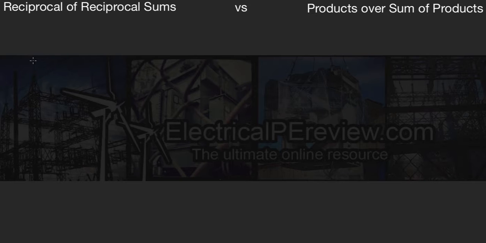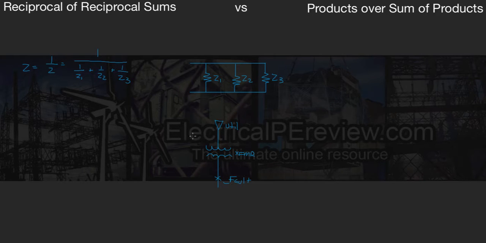Reciprocal sums pretty much look something like this. Z equals 1 over (1/Z1 + 1/Z2 + 1/Z3). Now, when are we going to need this? This is, of course, anytime we have resistors in parallel like this. Here's our Z1, here's our Z2, and here's our Z3, and fault analysis like this. Here would be our utility contribution, followed by our transformer contribution or our transformer let through.